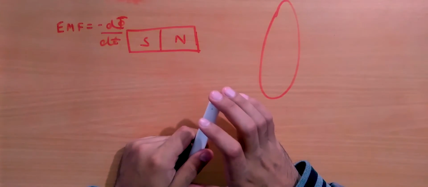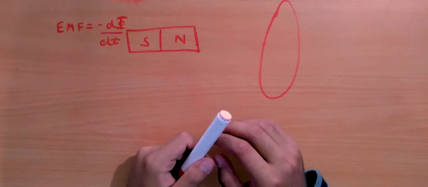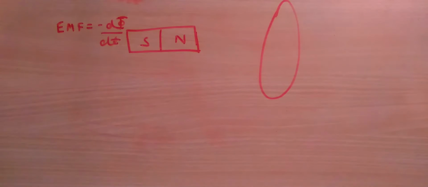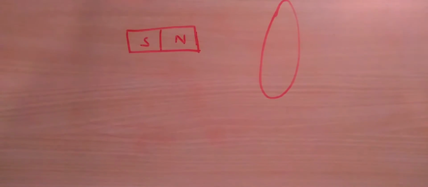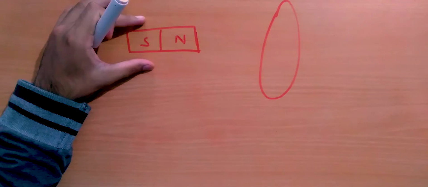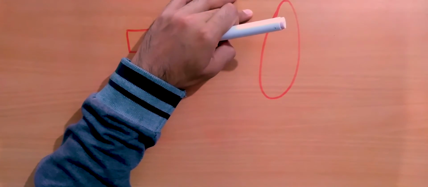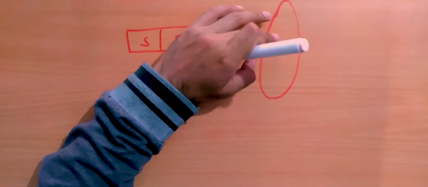But this law does not specify anything about the direction in which that current would occur. So does that current occur in a clockwise direction or an anti-clockwise direction? In this video, let us try to figure that out. So let's assume that I am bringing the magnet closer to the coil, and in doing so I am increasing the magnetic flux through the coil here.